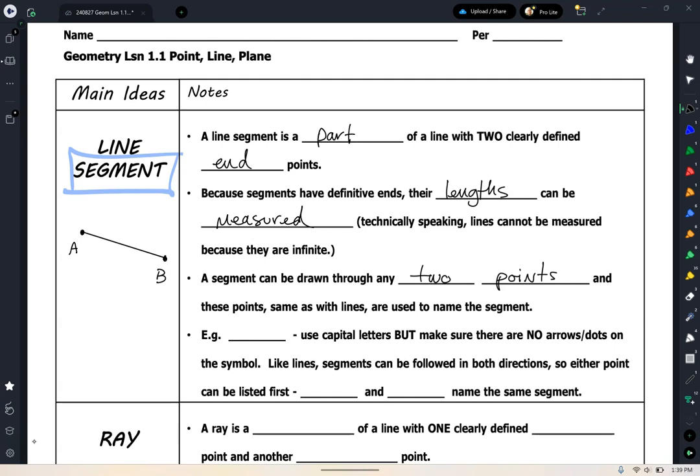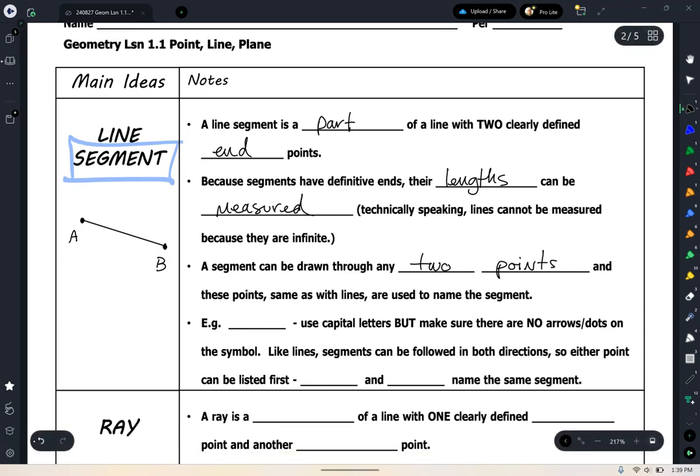Now, here's how we name segments. We name them differently than lines. We still need the 2 points, so we would still call this AB. But this time, we put this notation above it. Just a straight pathway. No dots at the end, no arrows at the end, but that right there indicates that this is a segment versus a line. See the difference? So when you're writing and you want to say to me in geometric notation, segment AB, you need to write it with that line above it.